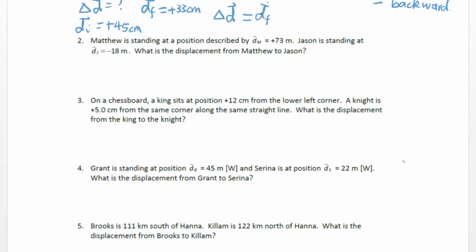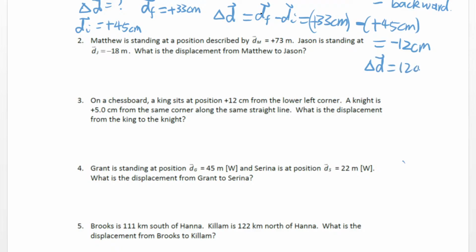So df minus di, so 33 minus positive 45, sign is important, which gives us negative 12, centimeters. Now once again, I do not want my answer with signs, so what we'll say is displacement is 12 centimeters backwards, or back. So that's my final answer. All right, there it is.